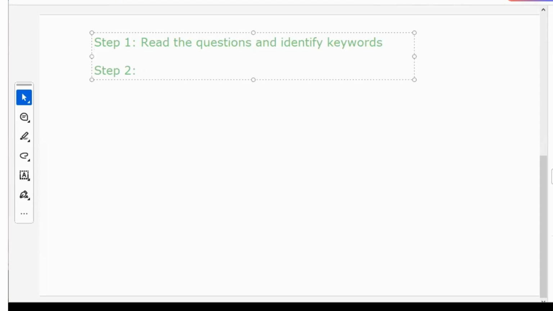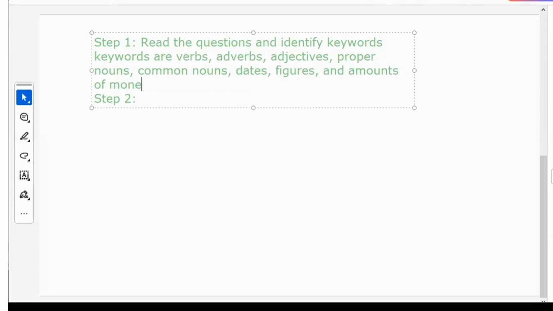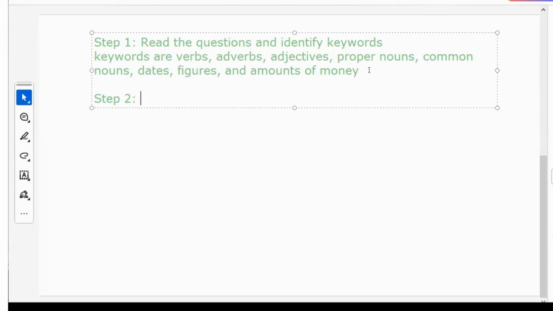Somebody says, what are keywords? Keywords are verbs, adverbs, adjectives, proper nouns, common nouns, dates, figures, and amounts of money. Okay, those are keywords. Whenever you see words like this in the question, they should jump at you. They should register in your mind as keywords. You're going to see me use keywords when I start treating the Cambridge IELTS 14 test 3.